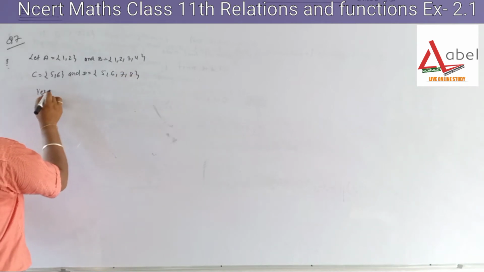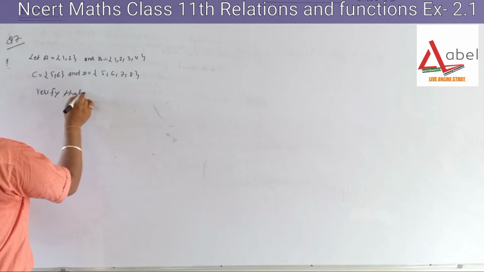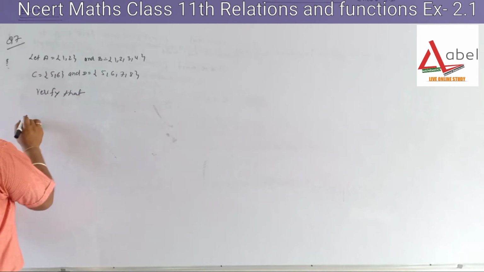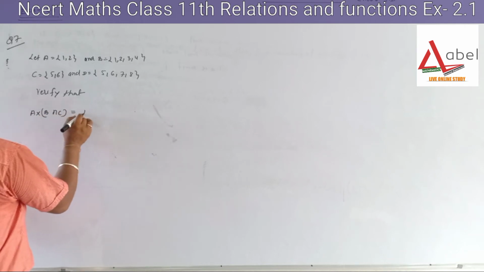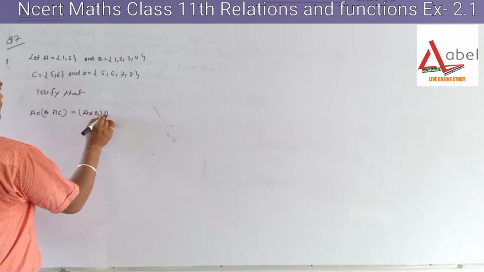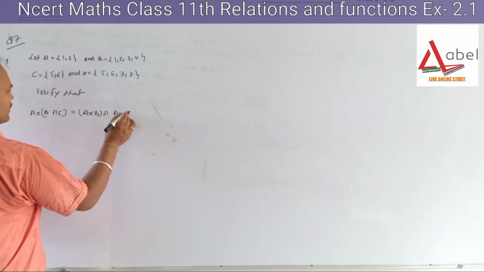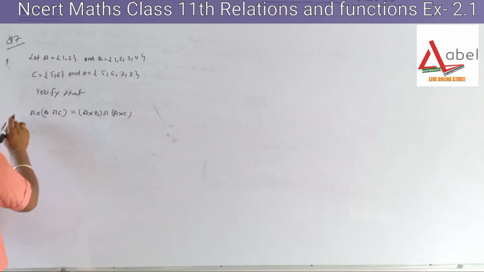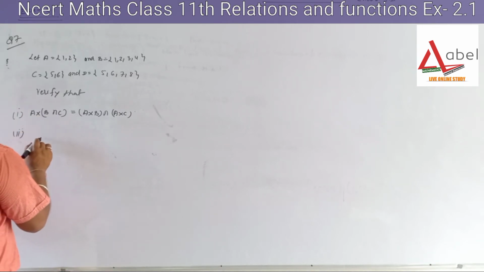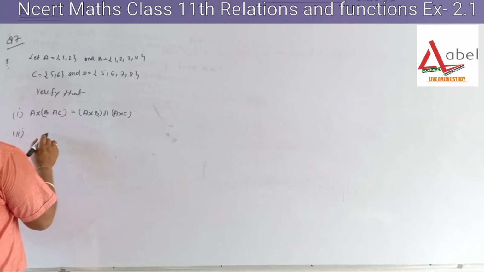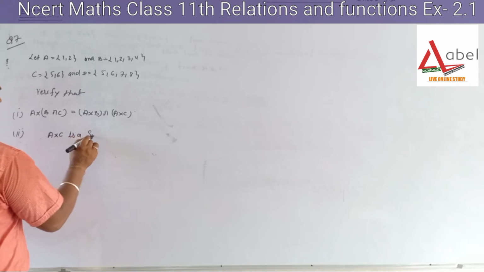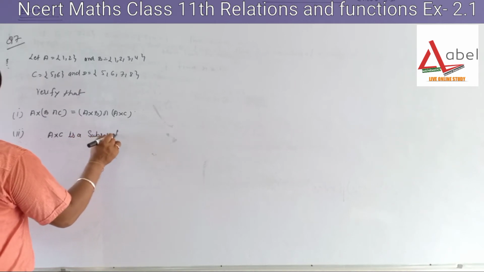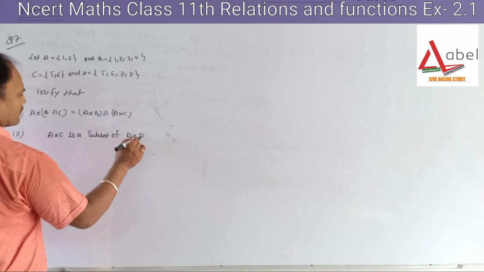Verify that. What do we have to verify? Verify that A cross (B intersection C) equals (A cross B) intersection (A cross C), and this is the first part of this question. The second part is: A cross C is a subset of B cross D.